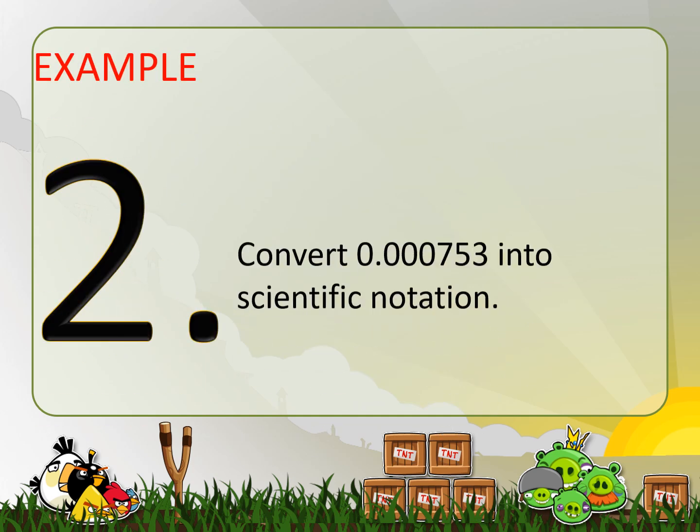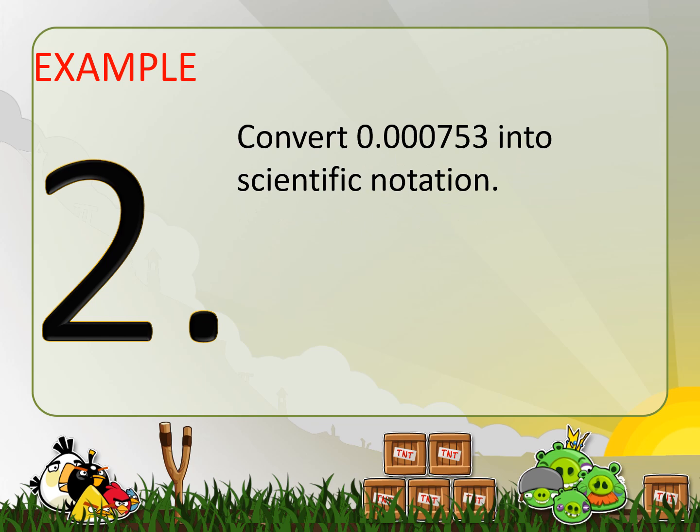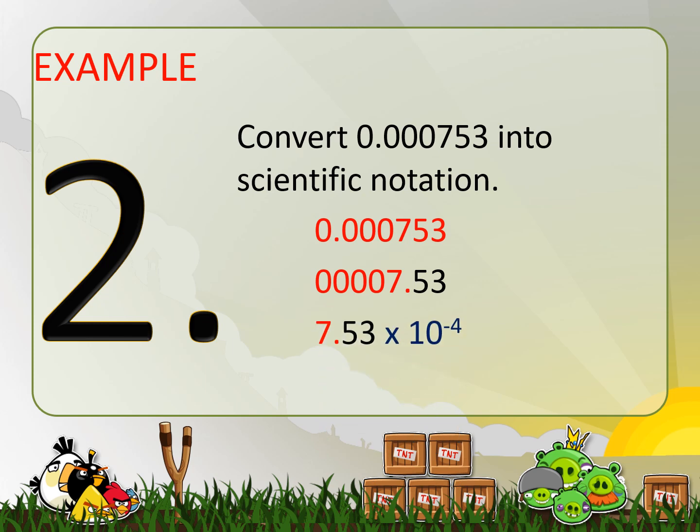Example number 2. Convert 0.000753 into scientific notation. Position the decimal point to get a number between 1 to 9. Count the number of places the decimal point moves to get the number between 1 to 9. Get the two decimal places. Since the decimal point was moved to the right, the exponent is negative.